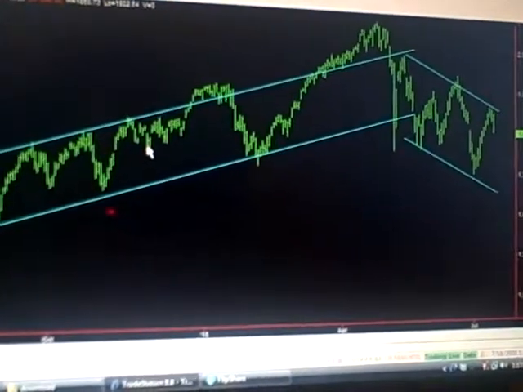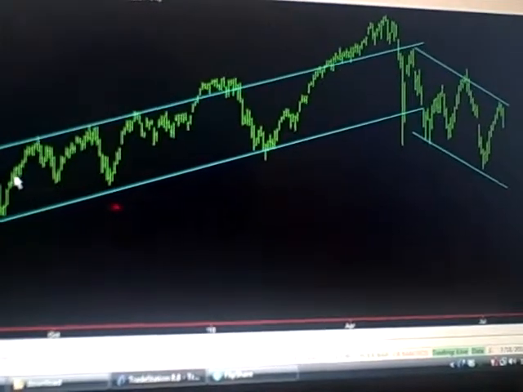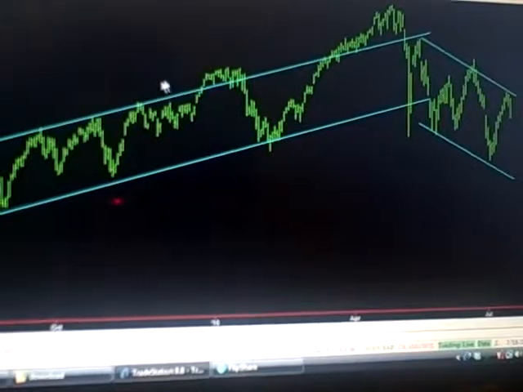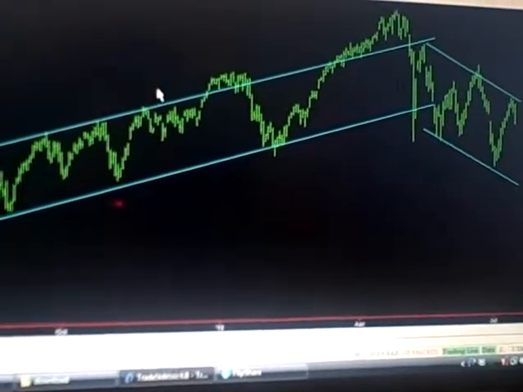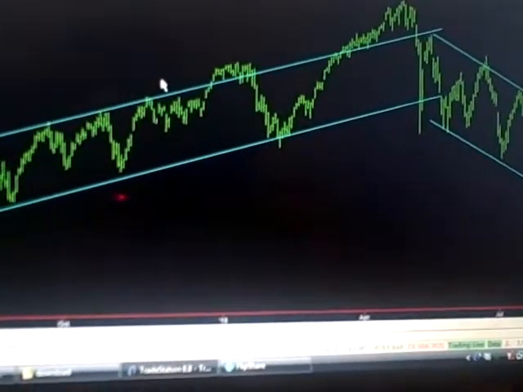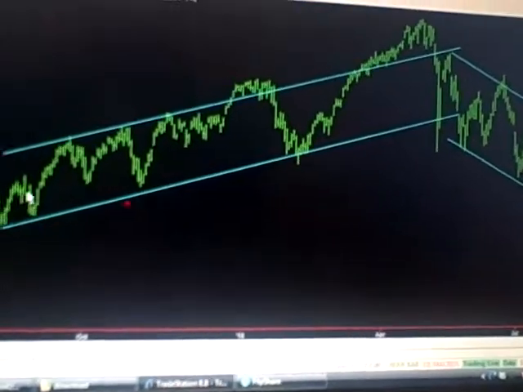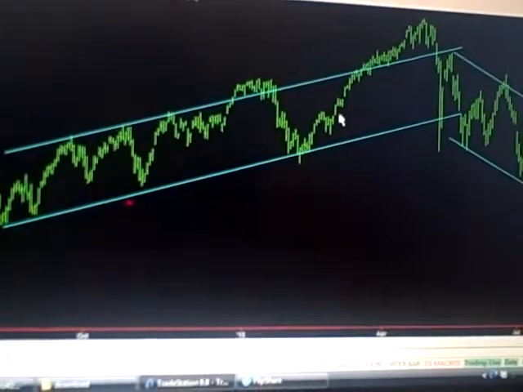Now that you have the basics, it's time for a little bit more sophisticated reading of these. Yes, up until April we had an uptrend. However, not all parts of it were up. That's why it's called a trend and not just a straight line. It's an overall indication.